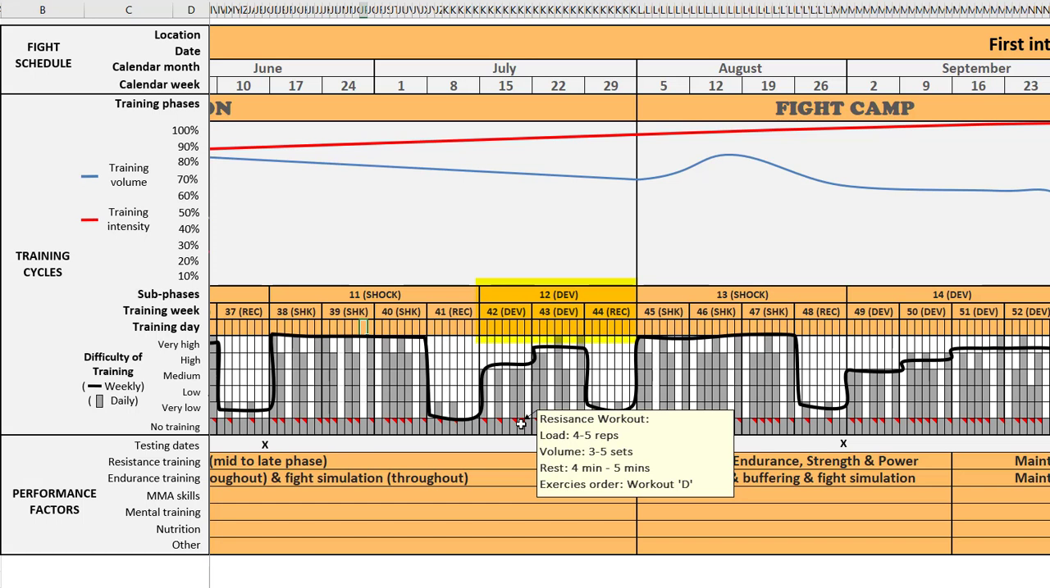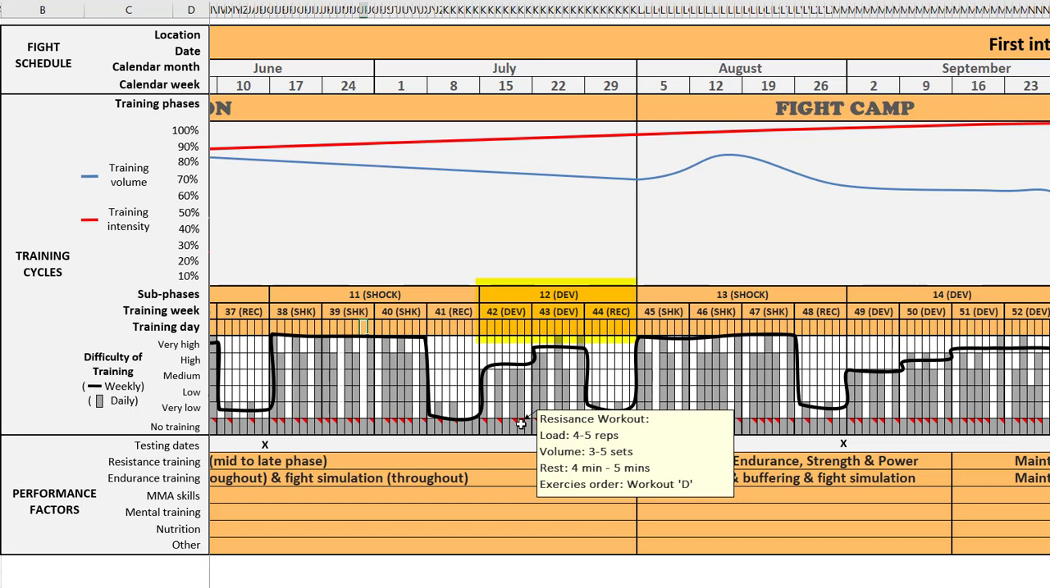Now, if you need a refresher on the difference between strength and power training, go back and rewatch that lecture on the science of MMA. The big difference is that you're doing different types of movements in the workout Ds. They're more power-based, and you're focusing on different types of loads. You're going to be using slightly lighter loads, because in power workouts, it's all about moving the load as fast as you can. So again, go back and watch the relevant lecture if you need a refresher.